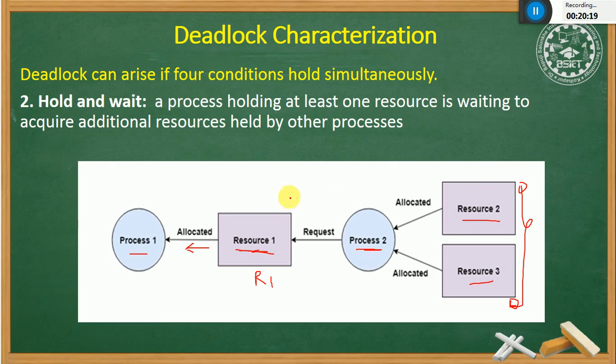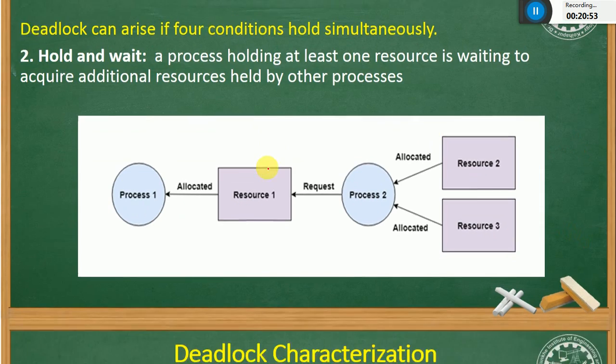That condition is called hold and wait, which leads to the deadlock, because process 2 is in deadlock due to resource 1, and any other processes like P3 or P4 which require resource 3 and resource 2 also go into waiting, leading to the deadlock. So this diagram easily clears the concept of hold and wait. It is a hold and it is a wait. That is the condition called hold and wait, which introduces a deadlock.